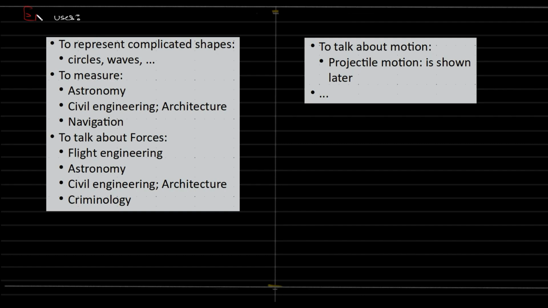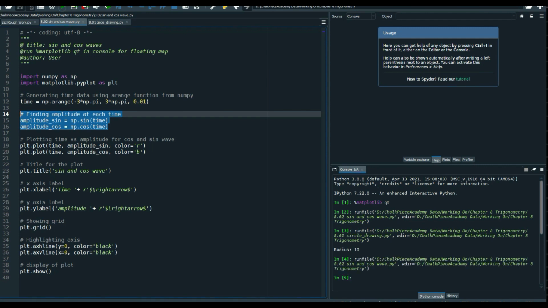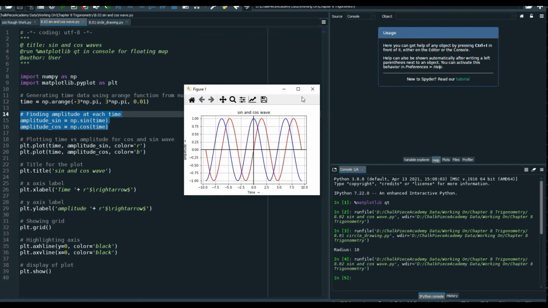Uses of trigonometry. To represent complicated shapes like circles and waves, we can use trigonometry. So I have a program. Here is where you're using your trigonometric functions. Just two lines, and everything else is to print and all of that. So using just two lines, I can show a complicated wave structure.